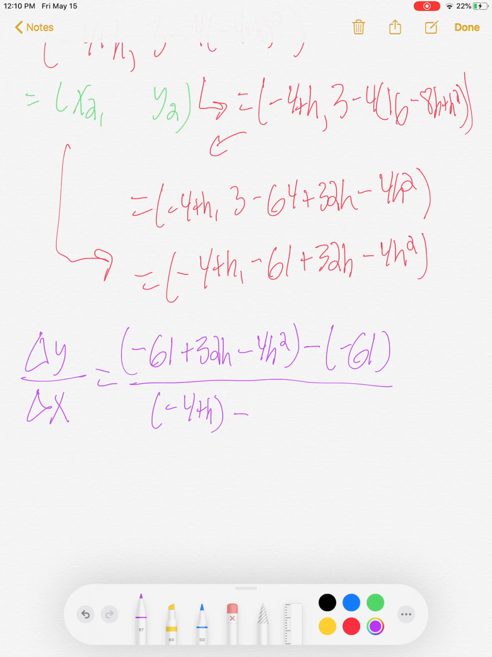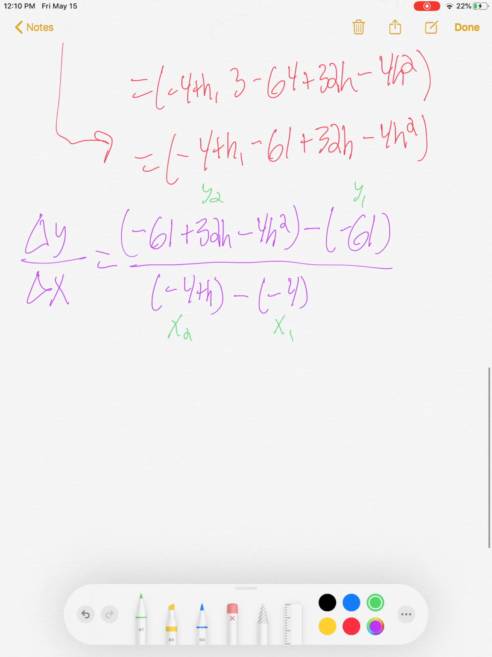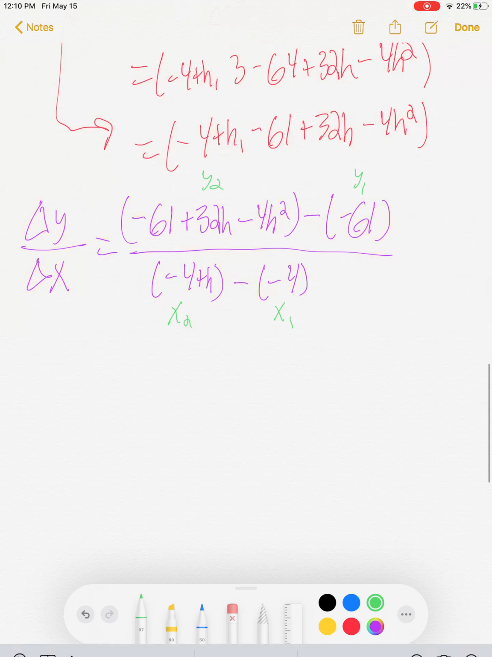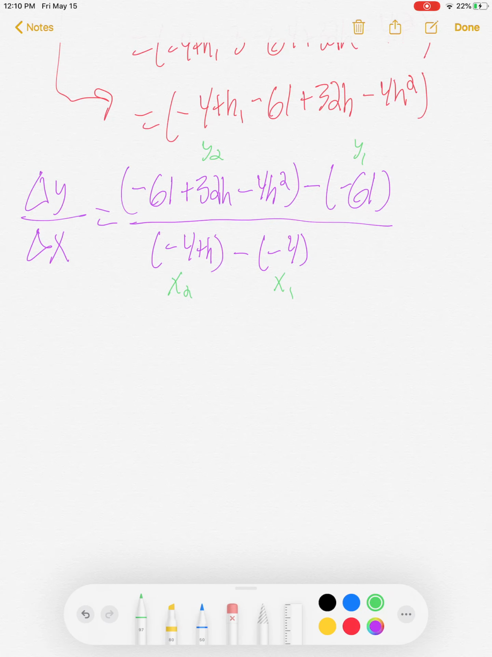And then x1 was just negative 4. Okay, so this is just y2, y1, x2, x1. Again, if you flip it and you do y1 minus y2 over x1 minus x2, totally fine, you will get the same thing. But this is how I'm writing it. Okay, now we're going to simplify.